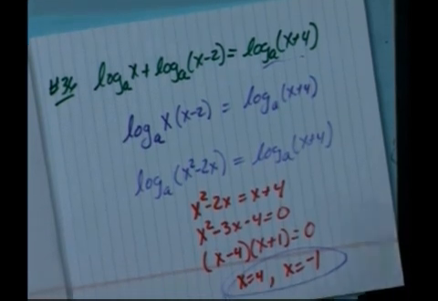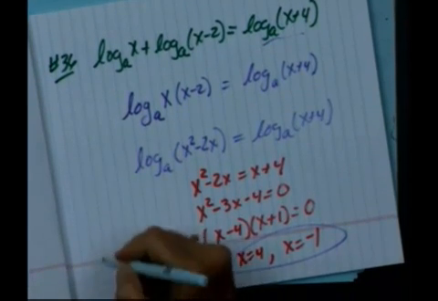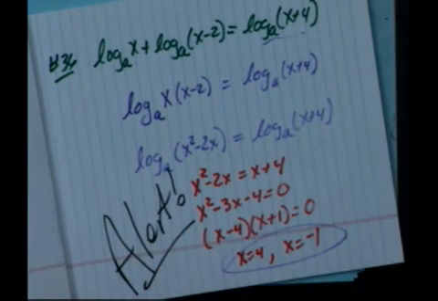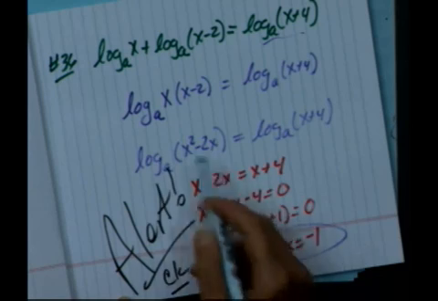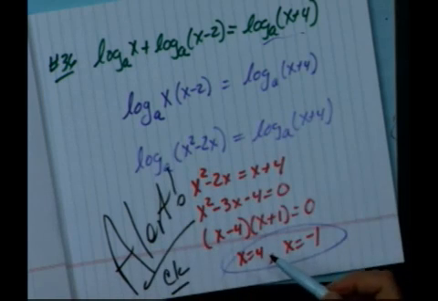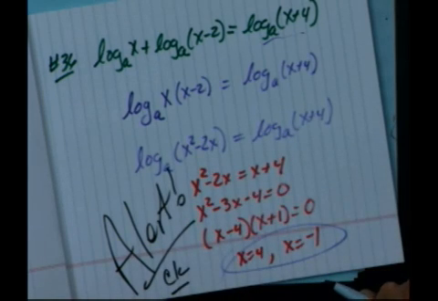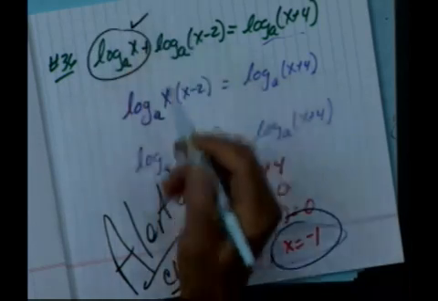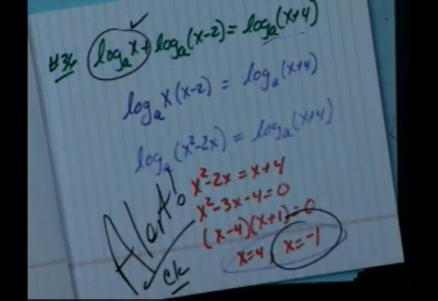No, we got to have what happen? A big alert. Alert. You got to check because we could have introduced a fake root here. Do you see one right away that's not going to work? -1, because we can't take the log of a negative number. So x equals -1 is not going to work.